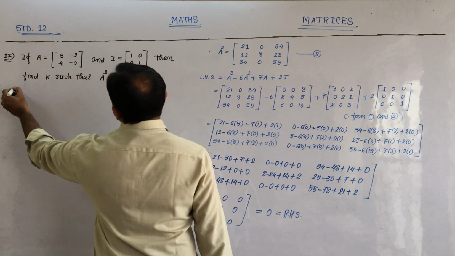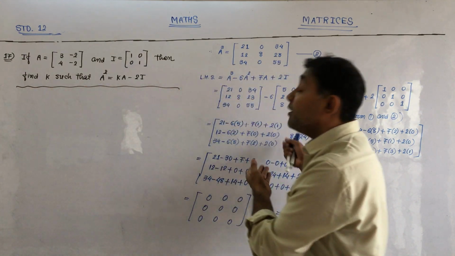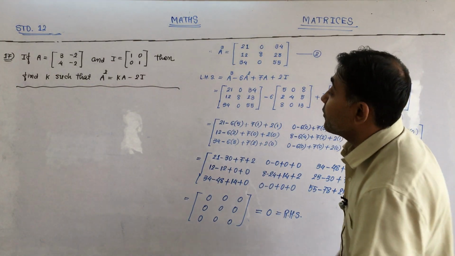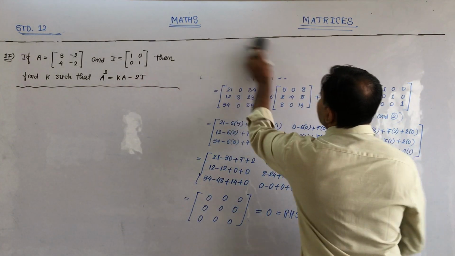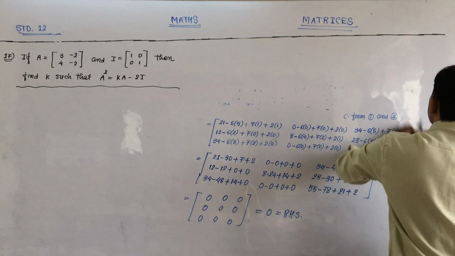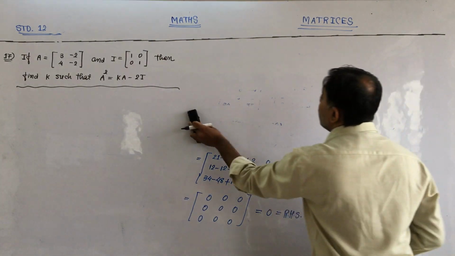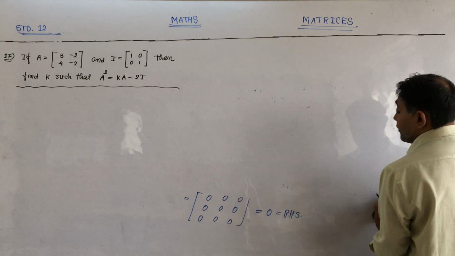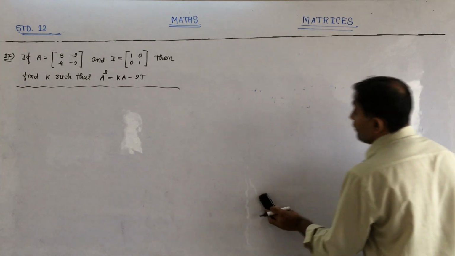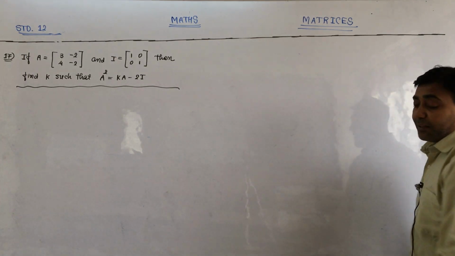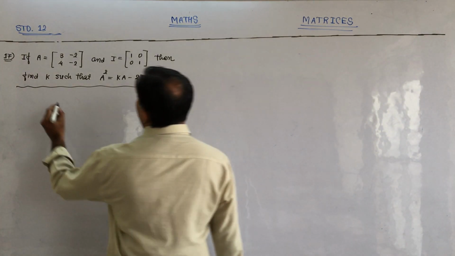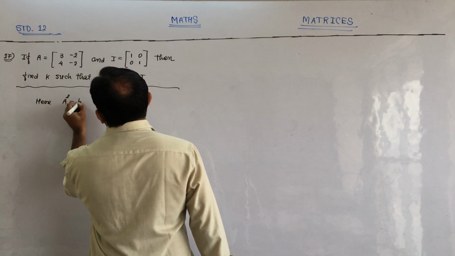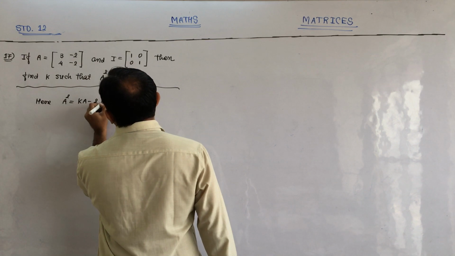So I think the question is very easy relative to question number 16. I think this one is a very easy question and you can easily solve it. But I will give you a hint, it means I will just derive 1 or 2 relevant steps, after that the rest of the calculation, I think you are familiar with this kind of calculation. Here what is A square? A square is equal to Ka minus 2i.